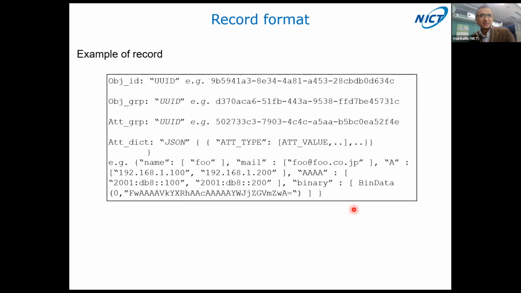Yeah, this shows an example of the record. In the record, we have an ID, an object ID, then this is some sort of ID. And then the record information is stored in JSON. We call it a dictionary, so a JSON format, you are already familiar with. It contains tags and values like this. It shows how IP addresses or some sort of binary keys are stored in the directory service.